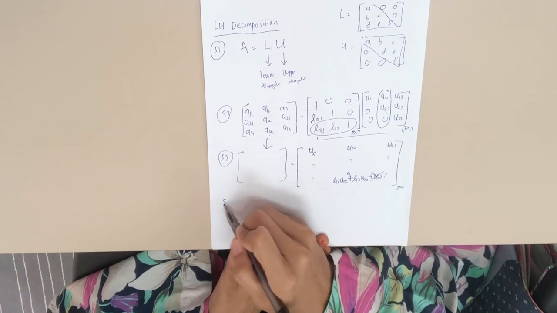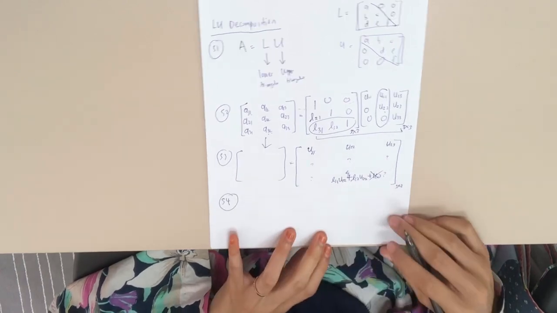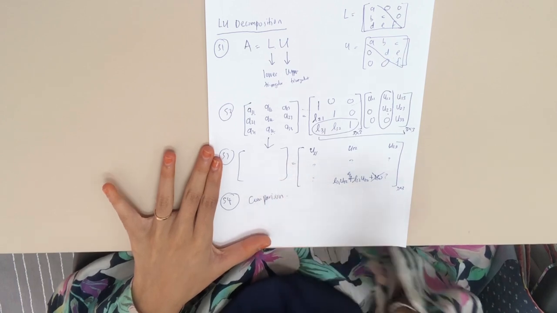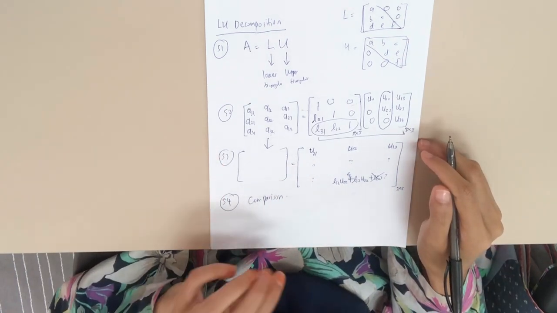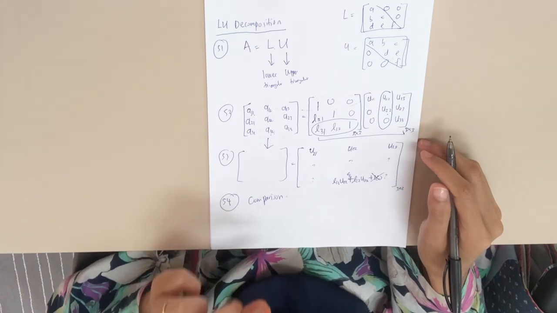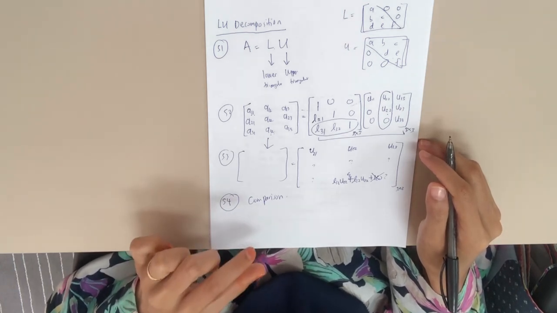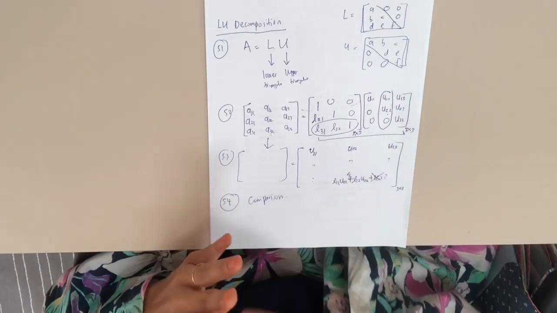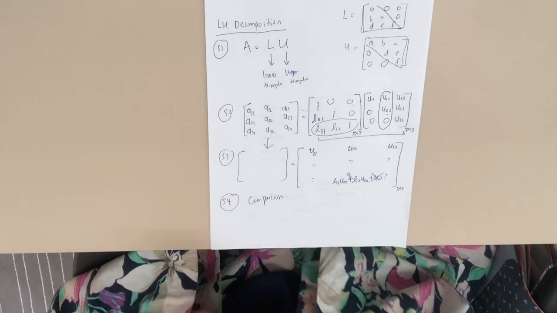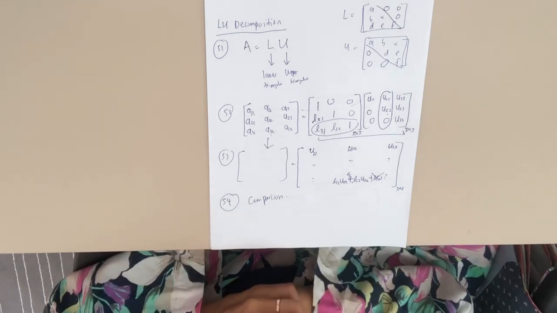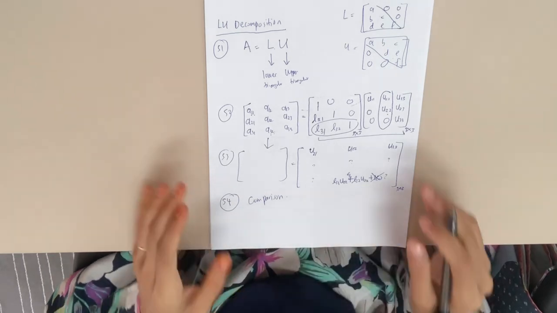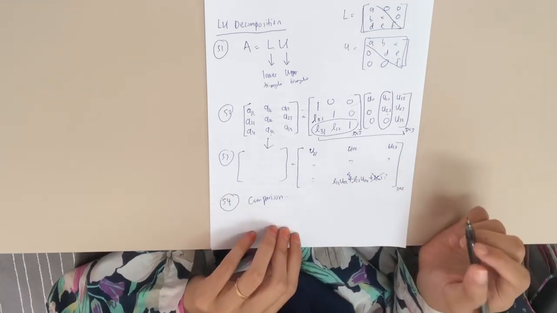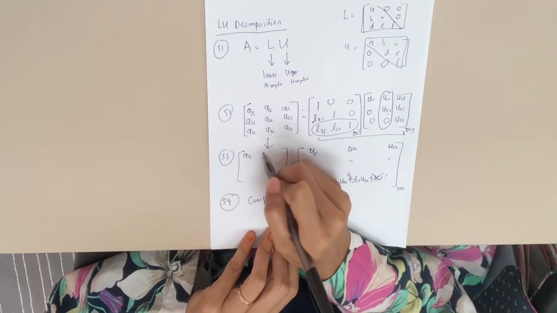So step number 4 is we want to make a comparison. At this stage, our objective is to get the values of U11, U12, U13, L31, L32, and so on. We want to find out those values. So how to get the values? We will make a comparison.